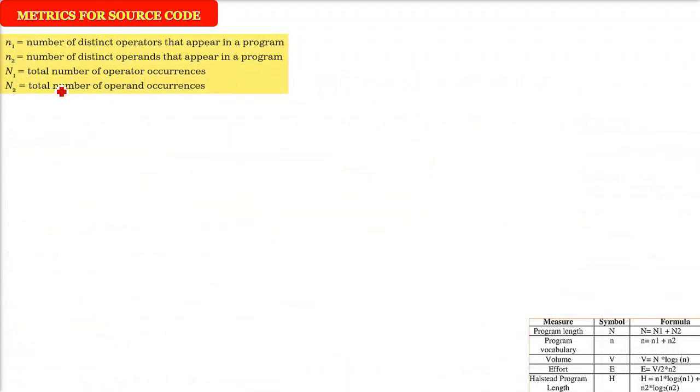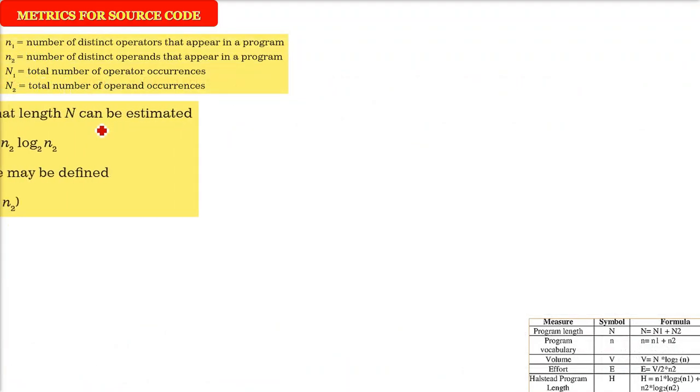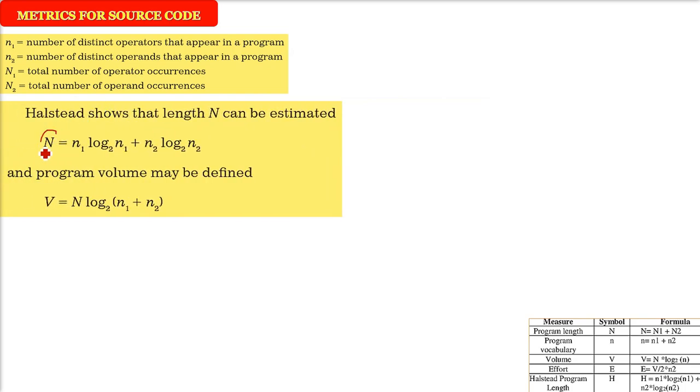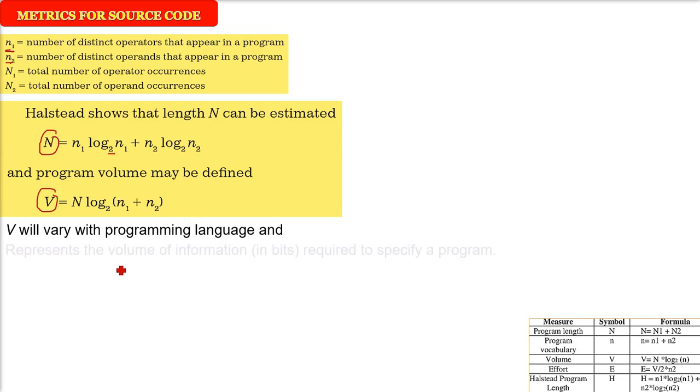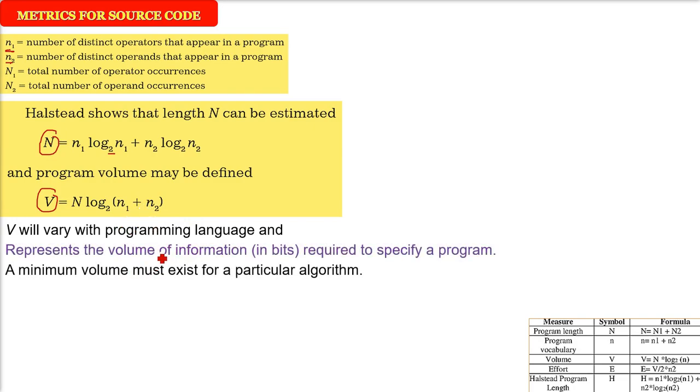So this is the basis. I told you this has come from simple code or the algorithm. He said the length of the code will be n1 log n1 plus n2 log n2. These are all logs to base 2. Program volume will be capital N, which we have found out, times log of n1 plus n2. This is log base 2. And V, capital V, which is the volume, will vary with the programming language, and this will represent the volume of information in bits. So minimum volume should be there for a particular algorithm.